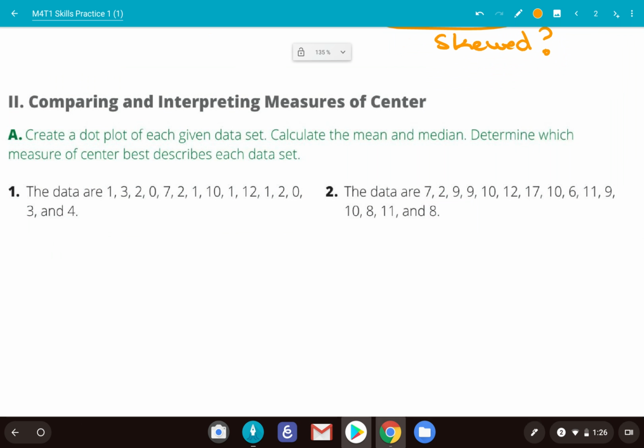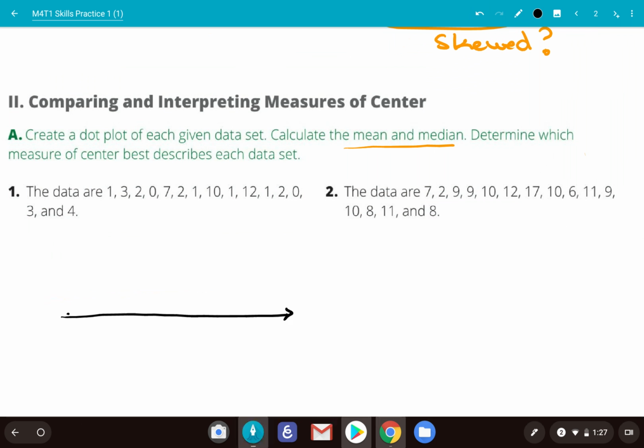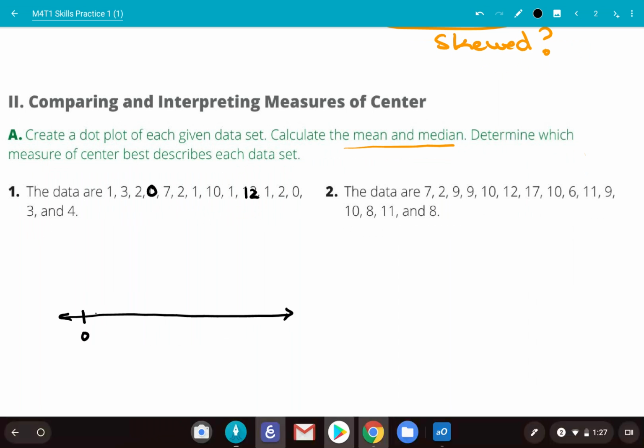We're going to compare and interpret the measures of center. Create a dot plot, calculate the mean and the median, and then determine which measure of center best describes the data set. So we'll do a dot plot here for number 1. Our numbers go between 0 and our highest is 12. So we'll start at 0, 1, 2, 3, 4, 5, 6, 7, 8, 9, 10, 11, 12. And let's just start recording our data.